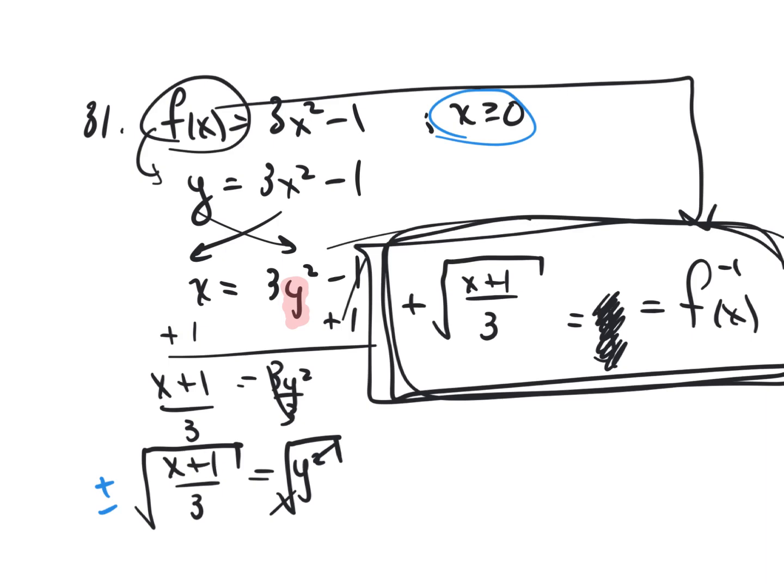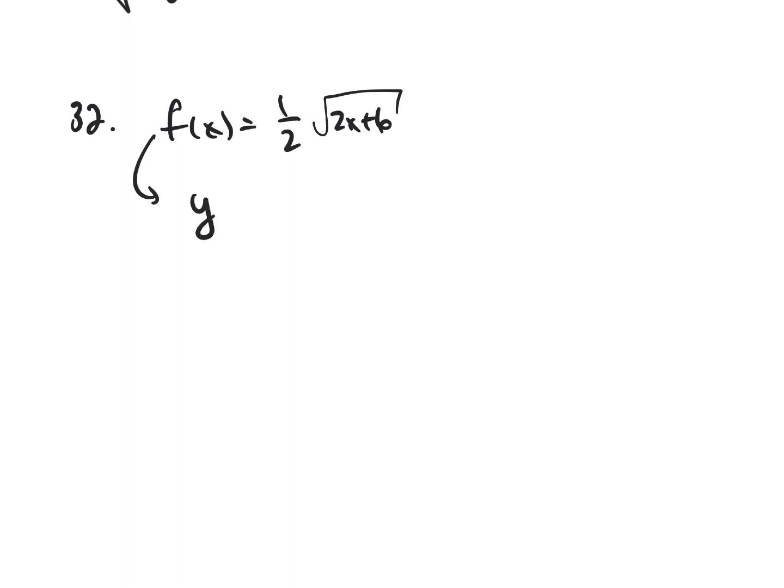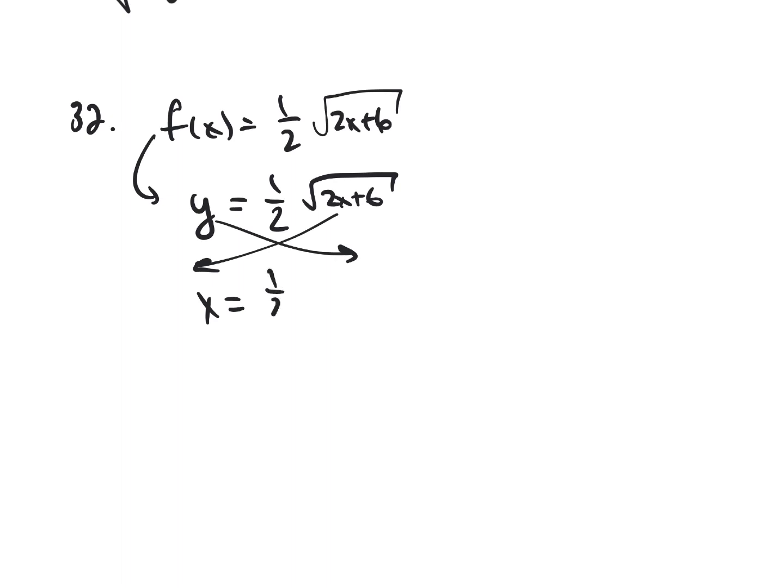Okay? And finally, number 32 starts us off with f of x is equal to 1/2 times the square root of 2x plus 6. And once again, we want to find the inverse. So if we have functional notation, we replace that with a y. Then we switch out the 2 letters. So instead of y equals, x equals. Instead of 1/2 square root of 2x plus 6, we have 1/2 times the square root of 2y plus 6.